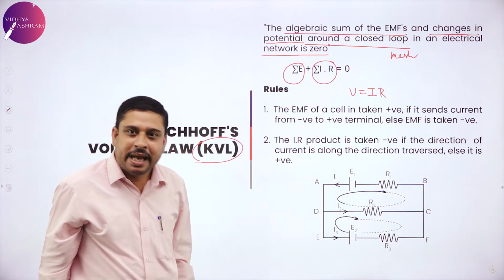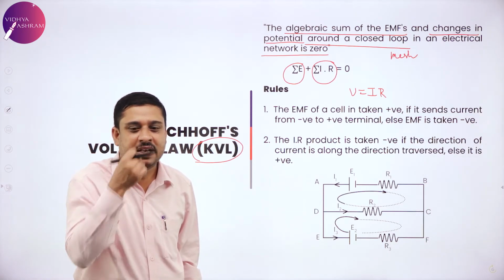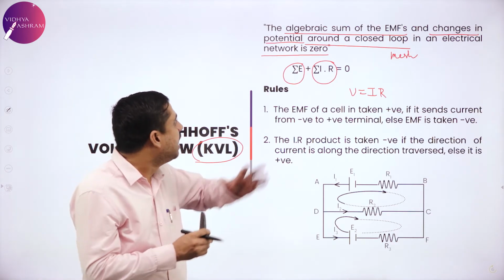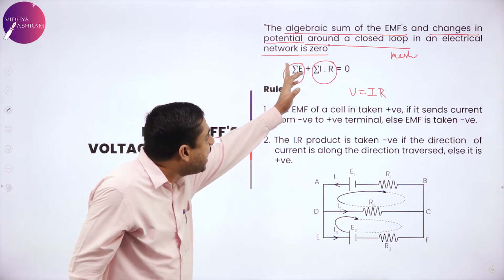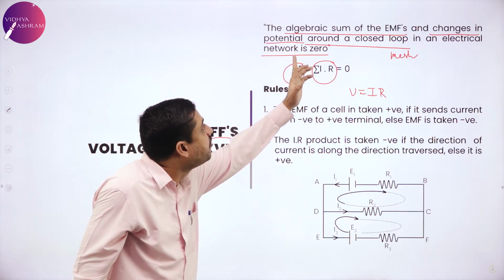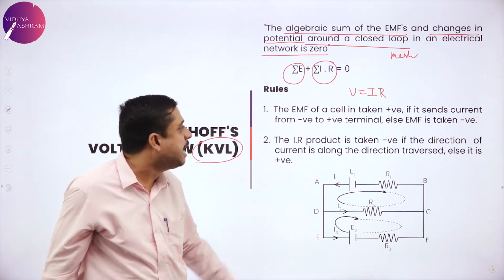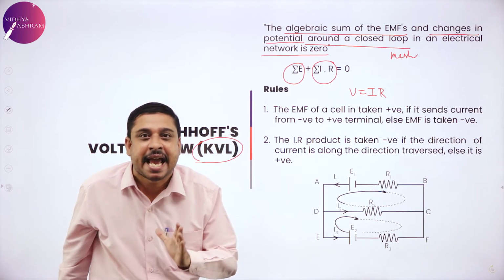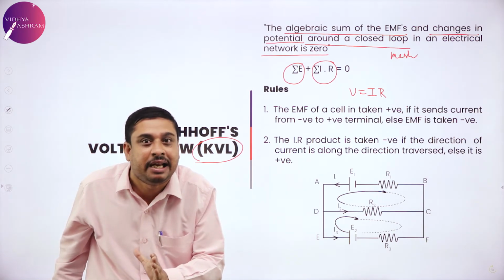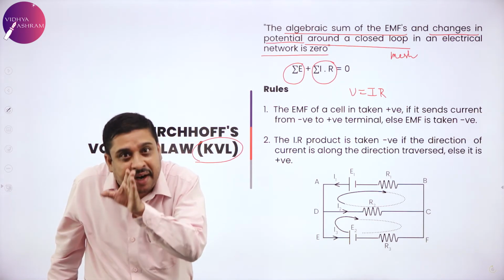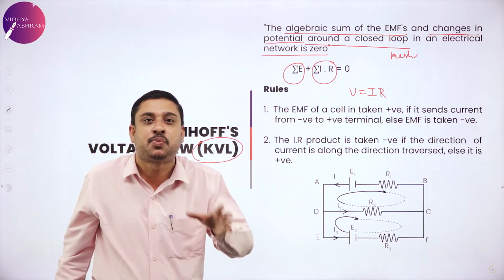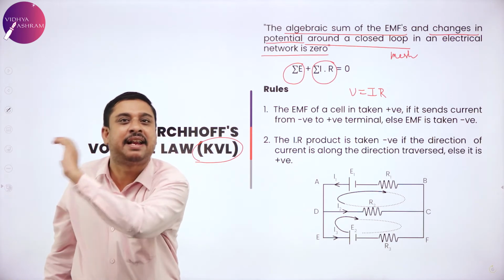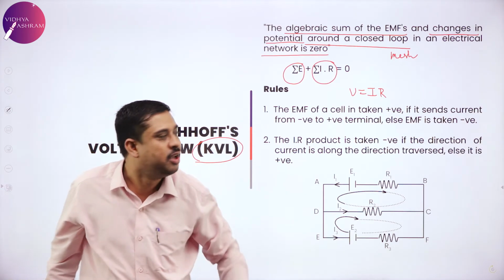Therefore, many a times we state this law also as algebraic sum of EMFs and the IR product, changes in potential, the IR product, because potential is the product of current and resistance by Ohm's law.